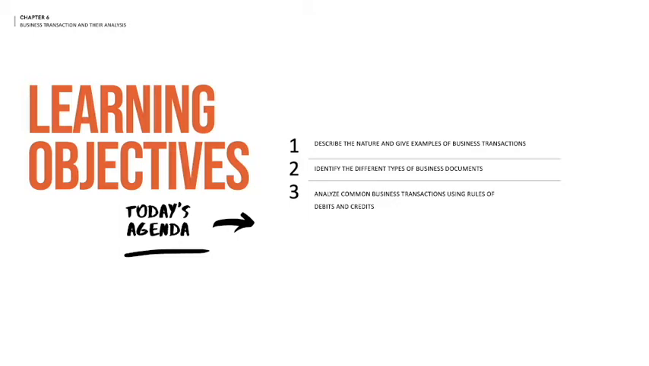We would also identify the different types of business documents we are using in identifying these business transactions, and we would analyze as well the common business transactions using what we studied last time, the rules of debits and credits.